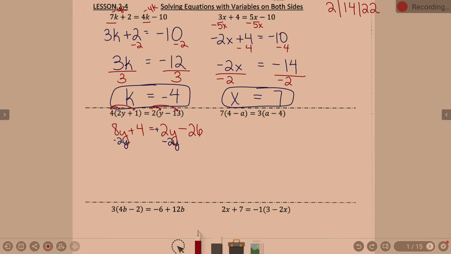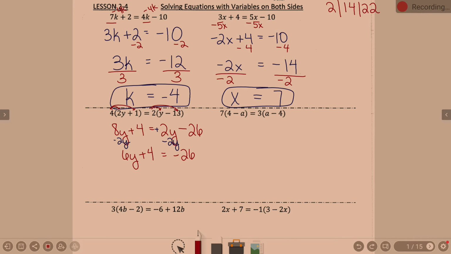So 8y minus 2y is 6y. I still have a plus 4 that's going to carry down. 2y minus 2y will cancel out. And what else am I carrying down? The minus 26.